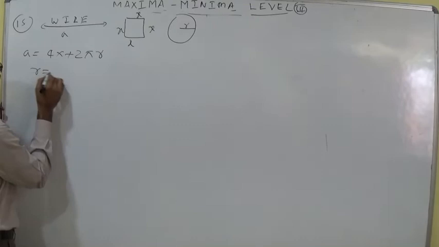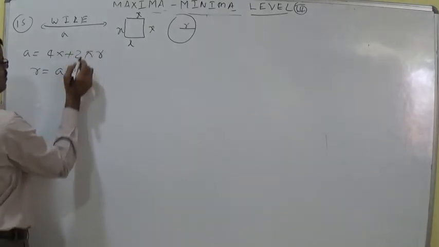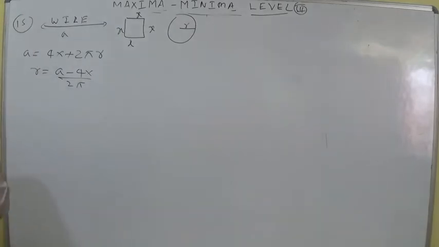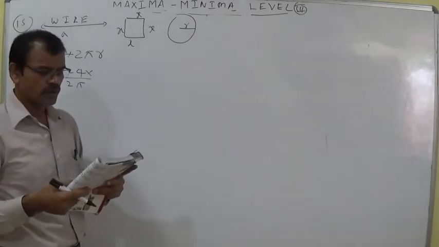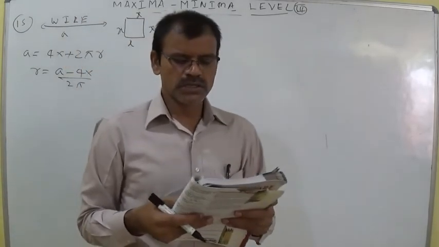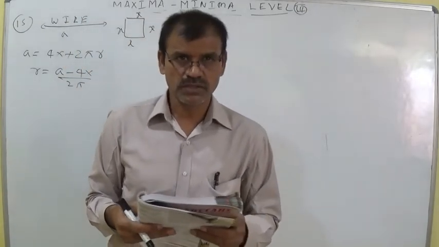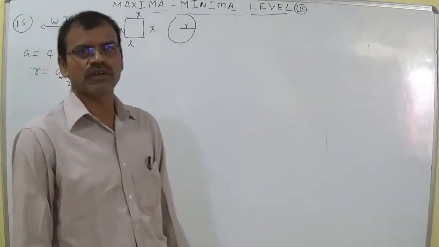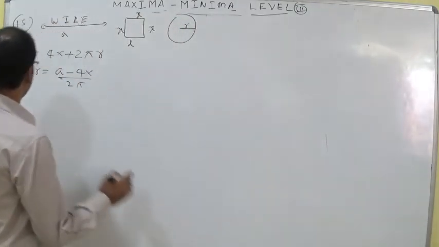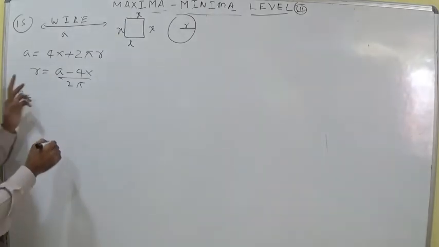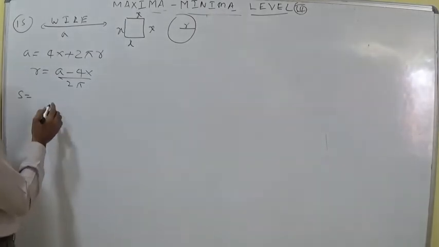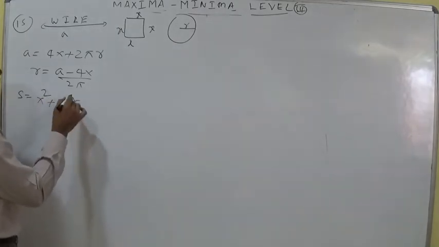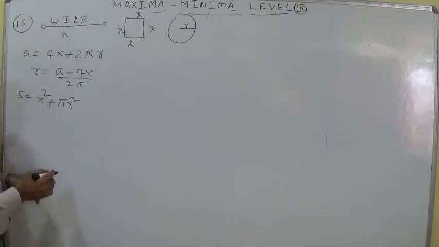Now I am writing here r is equal to (a minus 4x) by 2 pi. Now he is asking the least value of the sum of the areas. Whatever the sum of areas is given, S is equal to the least value of the sum of areas. Sum of areas, I am writing here, x square plus pi r square.